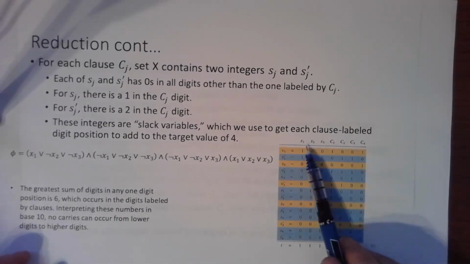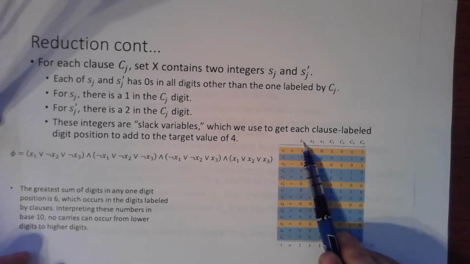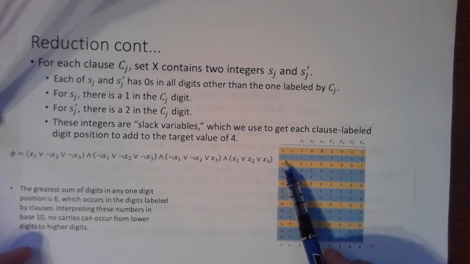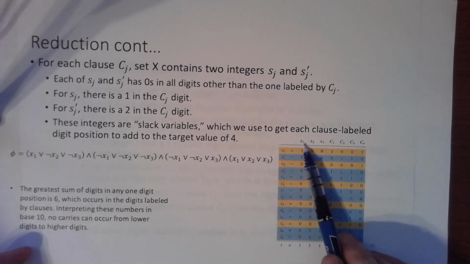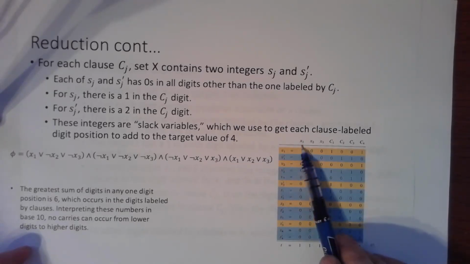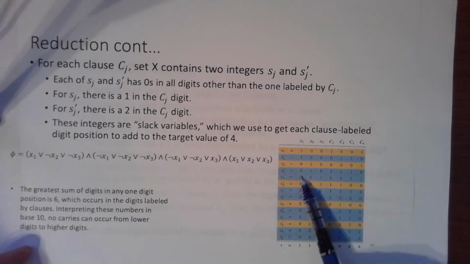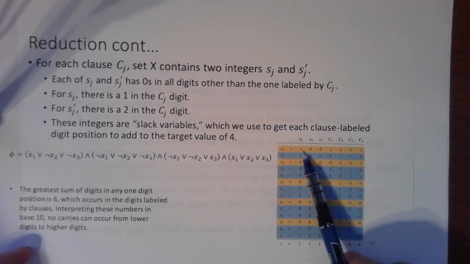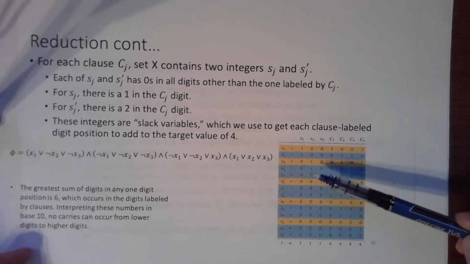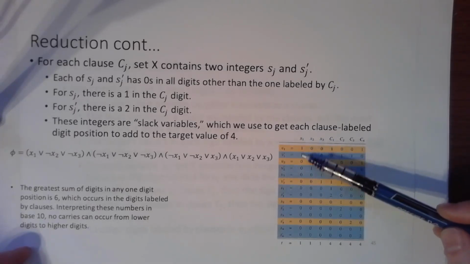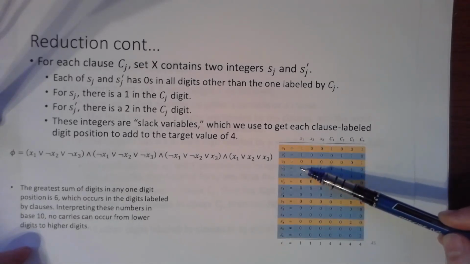So I have a variable x sub 1. There's going to be two numbers, one called v1 and one called v1 prime. And then in the column associated with the variable x1, I have a 1 there, but it's 0 everywhere else. So the x1 only shows up in v1 and v1 prime, but not in any of the other v's.